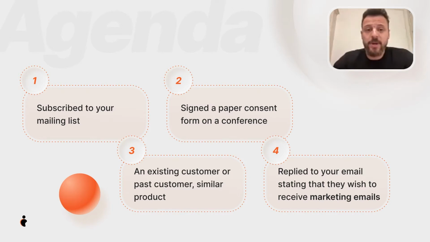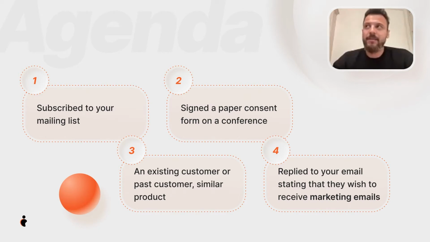An existing customer or past customers with a similar product. So according to the law, it should be a similar product, right? So you cannot just take the database of your customers from one company, transition to another one with a totally different product and just email them, and then say that you are compliant. That's not how it happens. And then, they reply to your email stating that they wish to receive marketing emails.